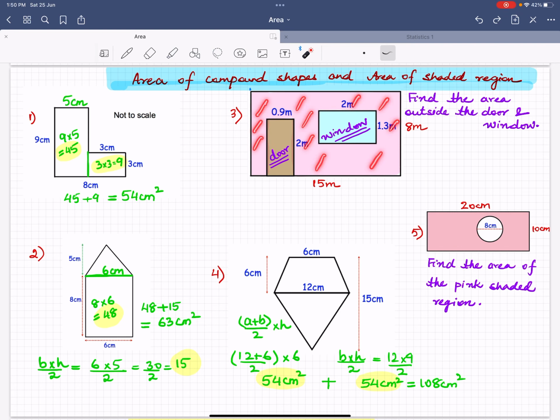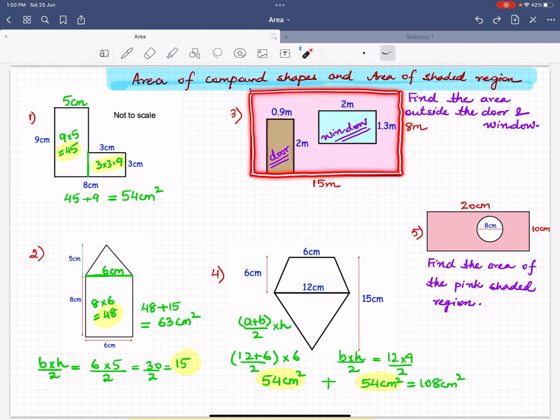When we want to find the area of the shaded region, which is this part, we need to find the area of the bigger shape, and from the area of the bigger shape, we need to subtract the area of the smaller shape, and then we will be left with the area of the shaded region. So our first step is to find the area of the bigger shape.